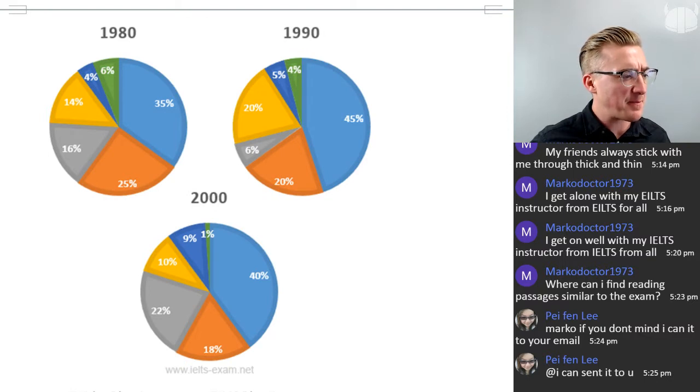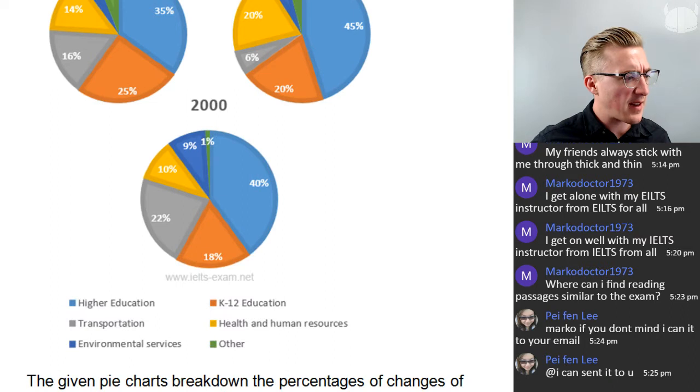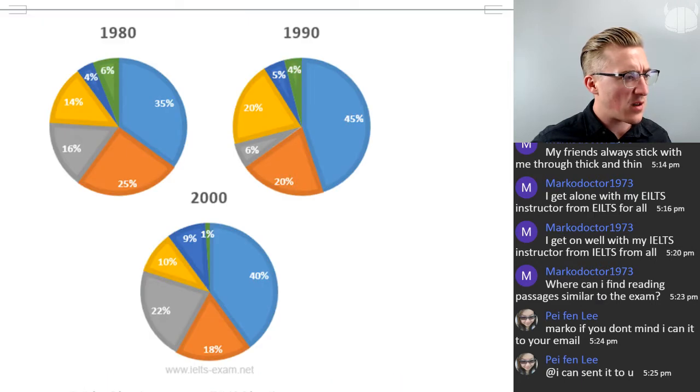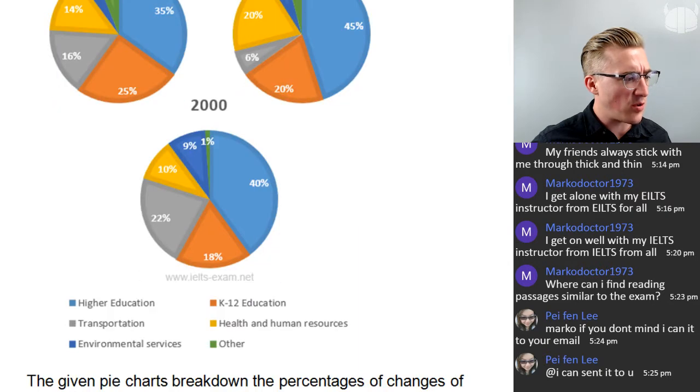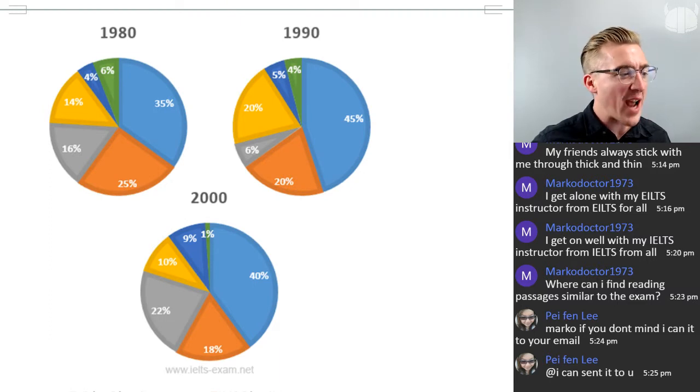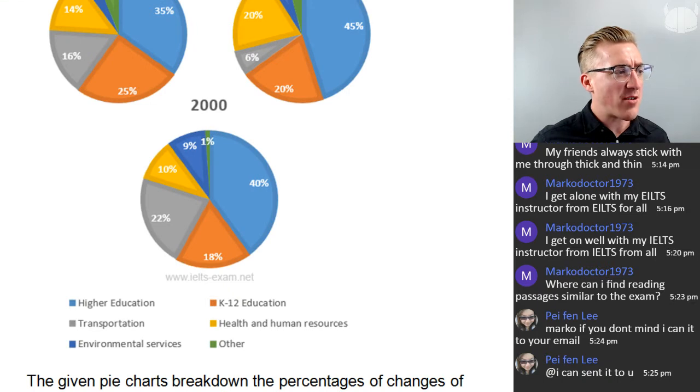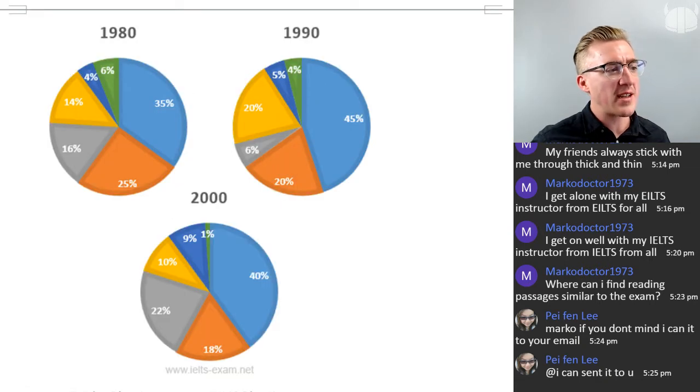All right, now looking through the data here, what kind of trends do we notice? Well, I noticed that K through 12 education has steadily gone down. Let's see. What is the dark blue? Environmental services has increased gradually from 1980 to 2000. There are a few that saw a rise from 80 to 90, such as higher education and, let's see, health and human resources. The yellow rose in 90 and then dropped in 2000, whereas the light blue, which was higher education, rose in 1990 and also dropped in 2000.